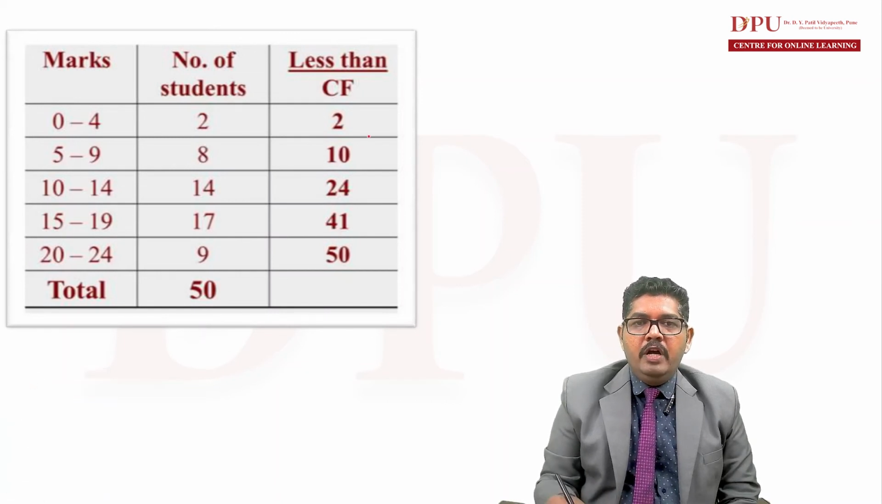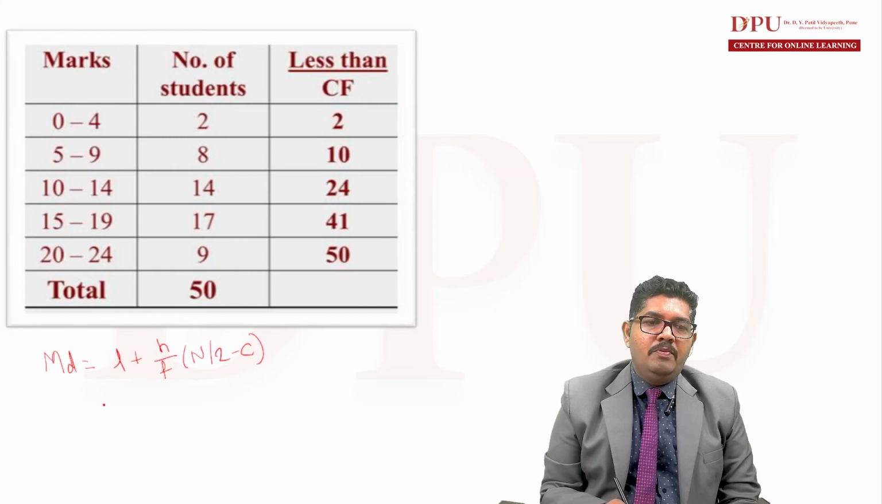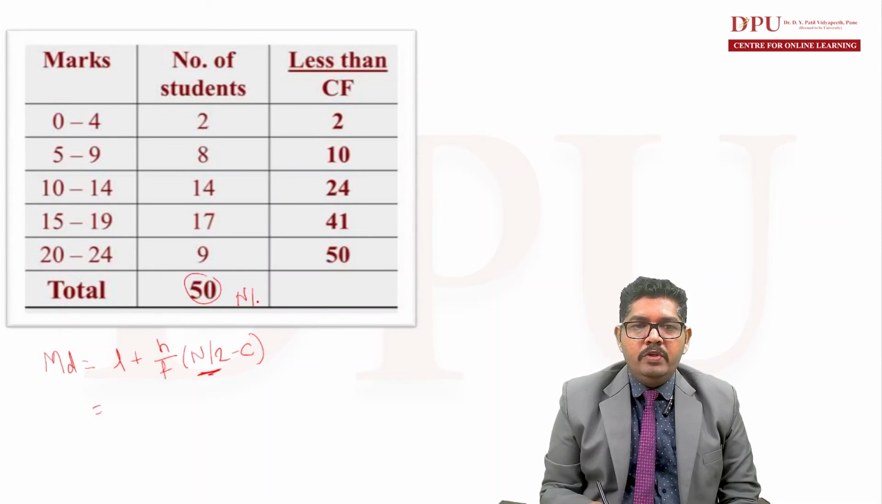First of all, we will write the formula. Median for group data is equal to L plus H by F, times n/2 minus C. So this is the formula. First we need to calculate n/2. n is 50, so n/2 is 50 by 2, which is 25. Now we have to look for a number in the less than cumulative frequency which is just greater than 25.